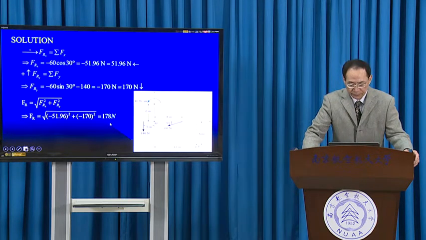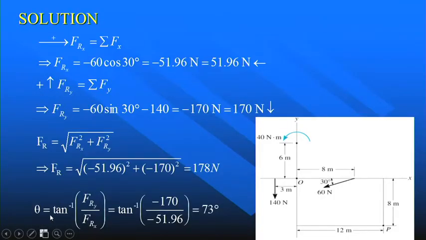178 Newton at a direction angle theta, which is equal to arctangent of Fry over Frx. Finally, this is equal to 73 degrees. Now, we finally get the principal vector with the magnitude and the direction angle.